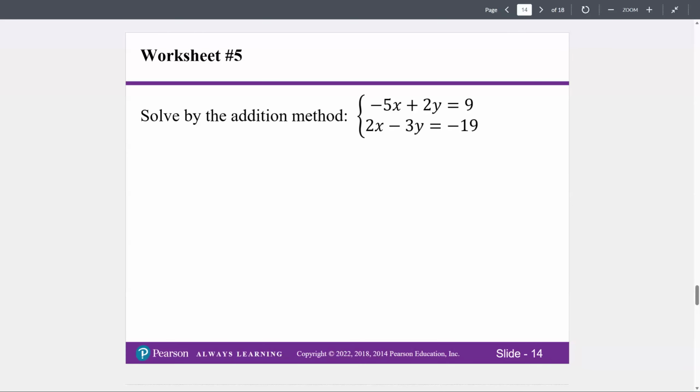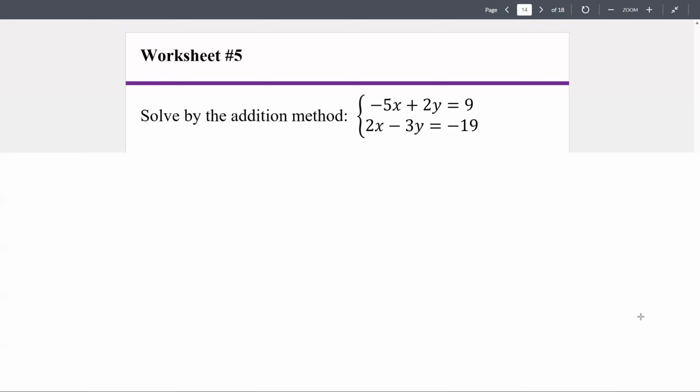So we said this one was going to require us to multiply both equations by some sort of constant. So we have minus 5x plus 2y equals 9. And we have 2x minus 3y equals -19. Now, I can't, like in the other case, double one side and have something that was the same number, just a different sign, right? So I have a -5x and a +2y.